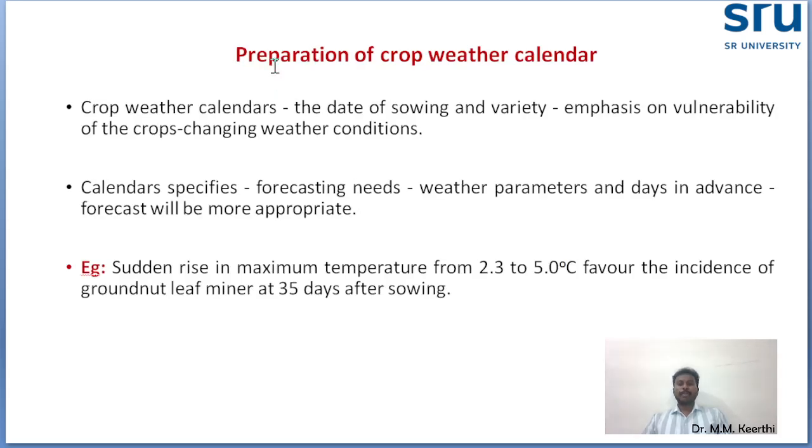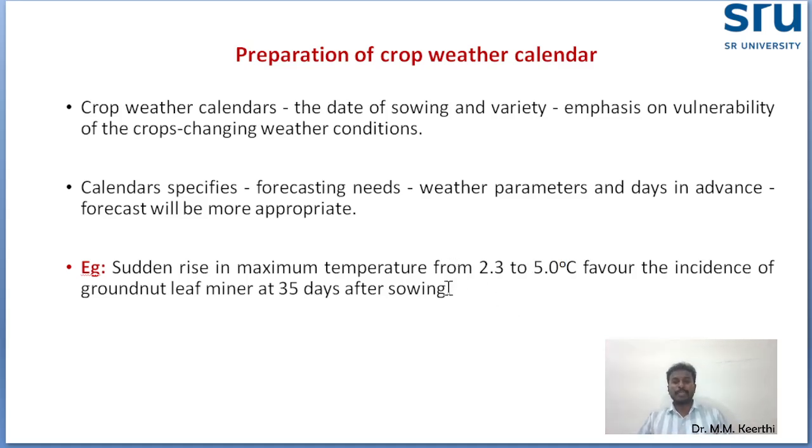So how the crop weather calendar is prepared: the data of sowing, varieties, everything will be present, all the details needed for the forecast. For example, a sudden rise in maximum temperature by 2.3 to 5 degrees Celsius indicates, as I already told, that groundnut leaf miner will be there at 35 days after sowing. Every detail will be present. I will show the picture.